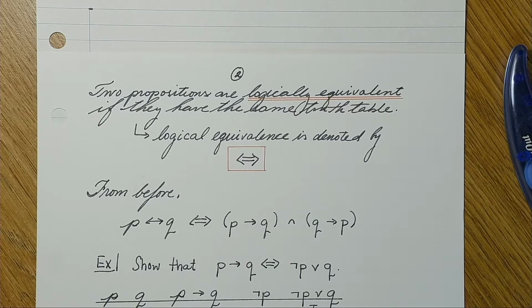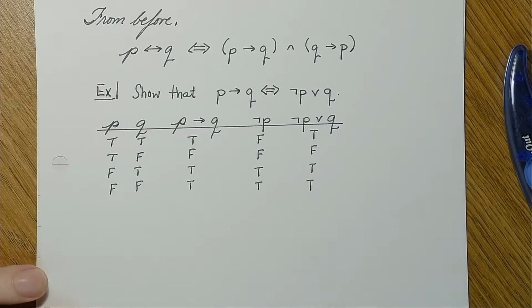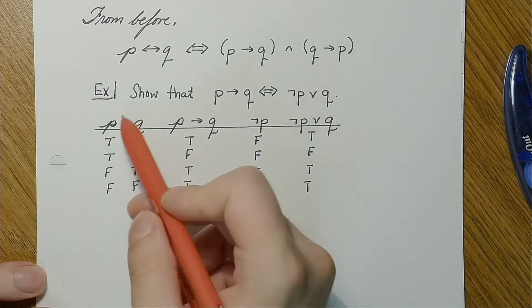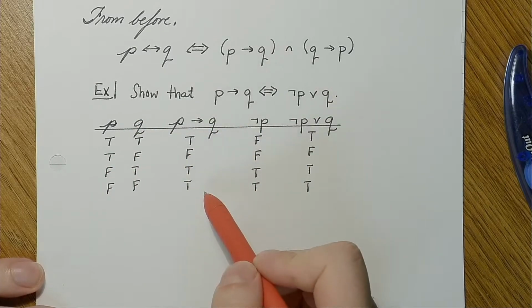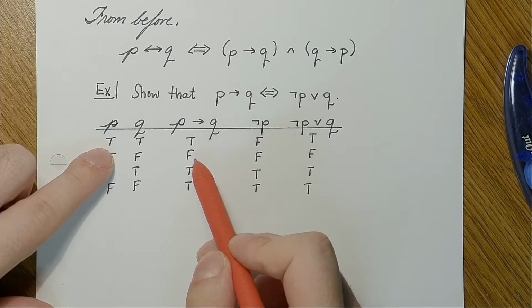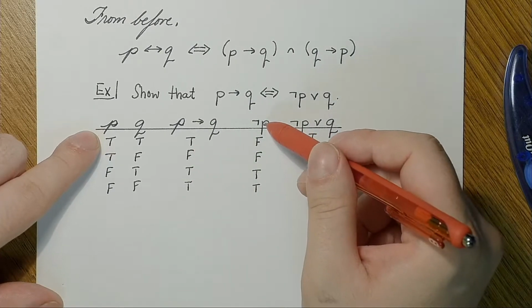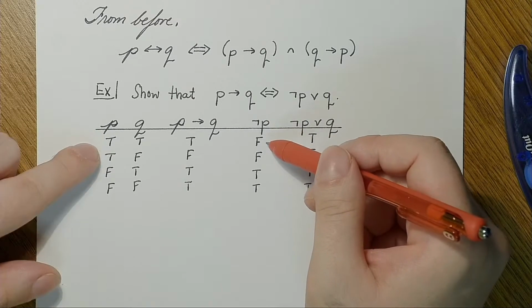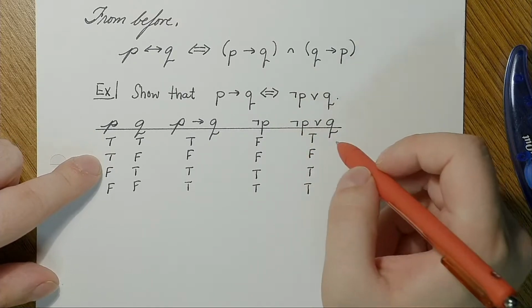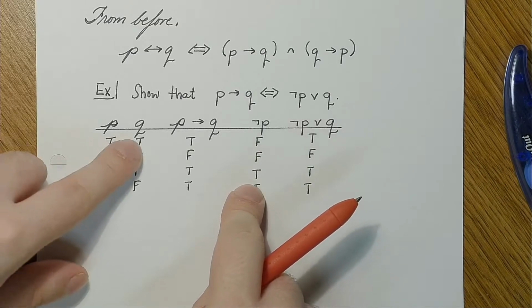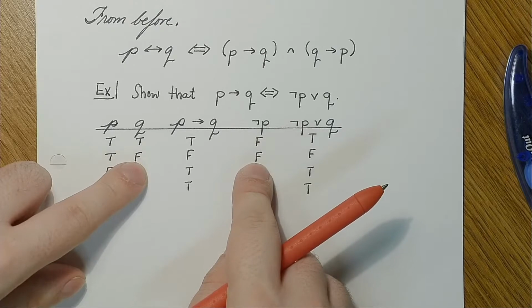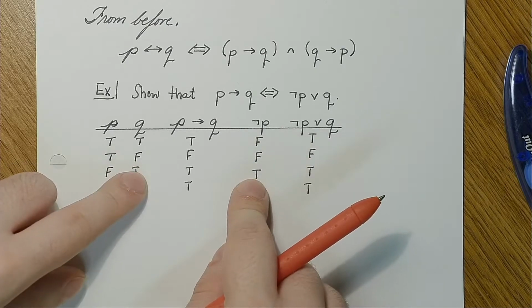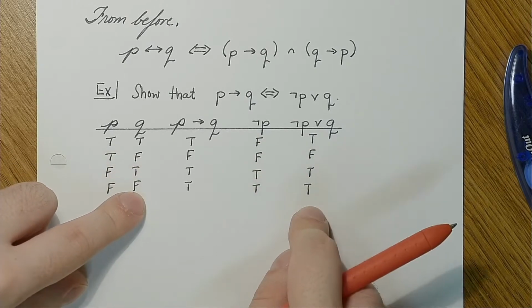Okay, so hopefully you were able to complete that table. What we have then is P, Q, P implies Q. This is just our implication right here. So again, true, false, true, true. With the not P, this just flips this column, so it becomes false, false, true, true. And then I'm using this column and this column to do the OR. So false or true, that's true. False or false, that's false. True or true is true, and true or false is true.